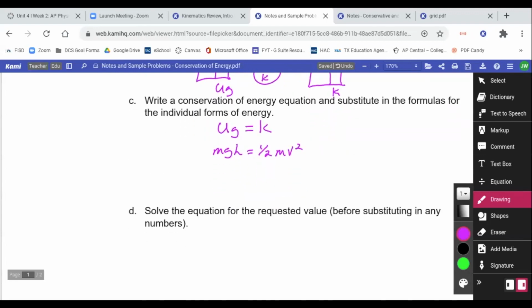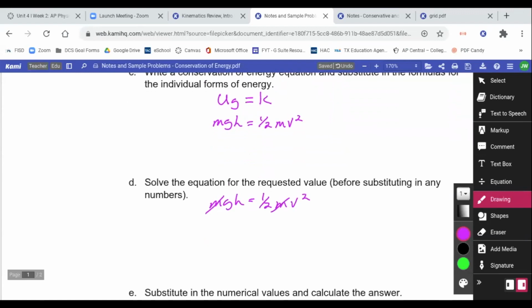Solve the equation for the requested value. This is where I get to solve it for the requested value before putting in numbers. So I'm going to bring that down here, and I've got mgh is equal to 1/2 mv squared. The m's cancel. We're looking for v. Yeah, we're looking for v. I want to multiply both sides by 2 to get rid of the half, and then I've got to root both sides, so that the square root of v squared would be v. That would give me the square root of 2gh is equal to v. Again, I multiply both sides by 2 to get rid of the half on the right, and then square root so that it solves for just v.